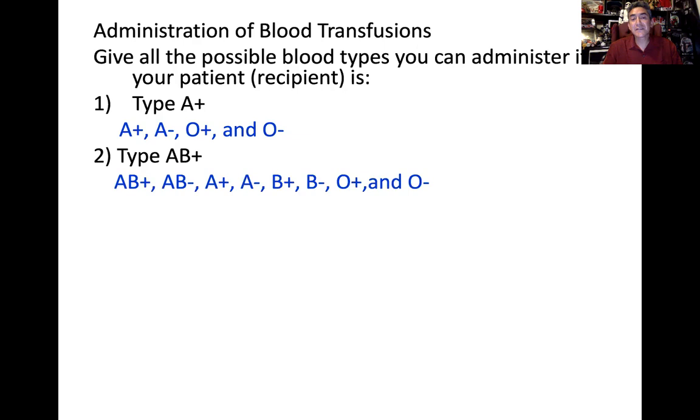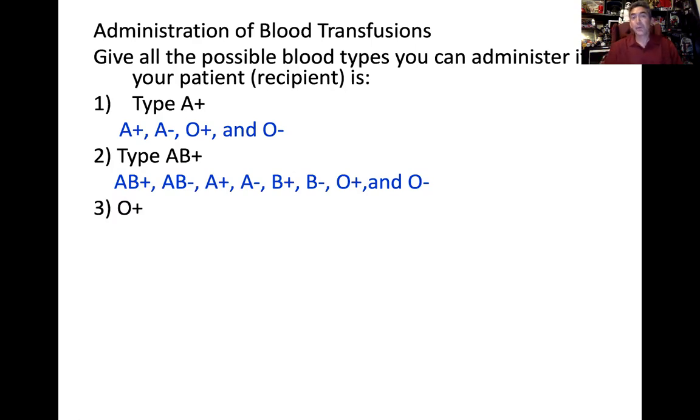AB positive is the universal recipient. If you're AB, that means you're not anti-A, you're not anti-B, you're anti-nothing, right? So you don't have any spontaneous antibodies. So type AB can receive type AB, type A, type B, and type O. If they're positive, they can receive both the positive and the negative. So type AB positive, the universal recipient. Really, really good blood type to have if that's what you have.